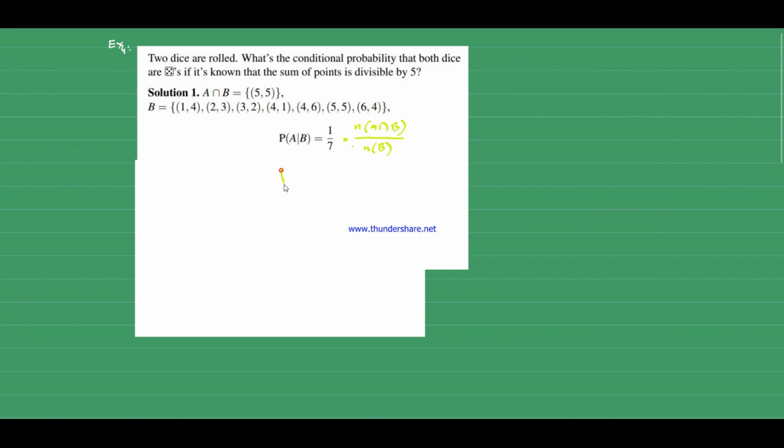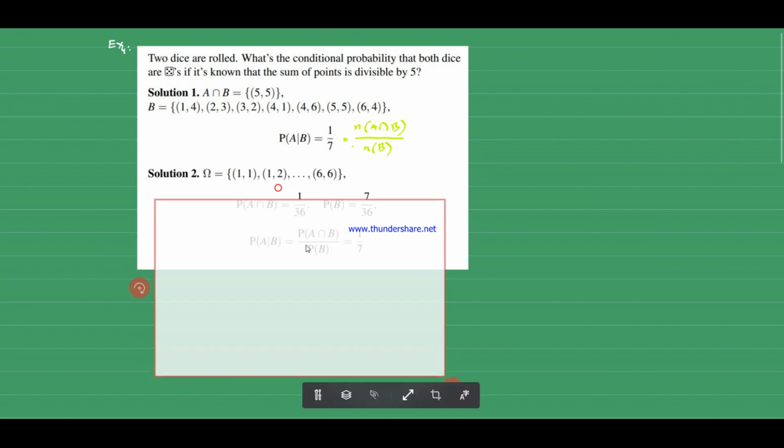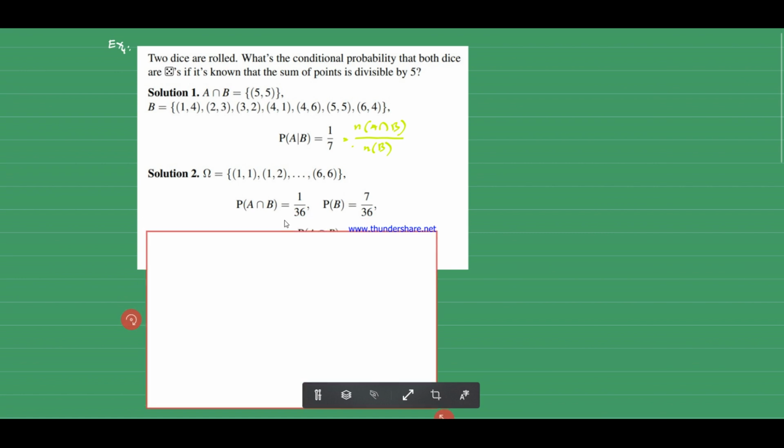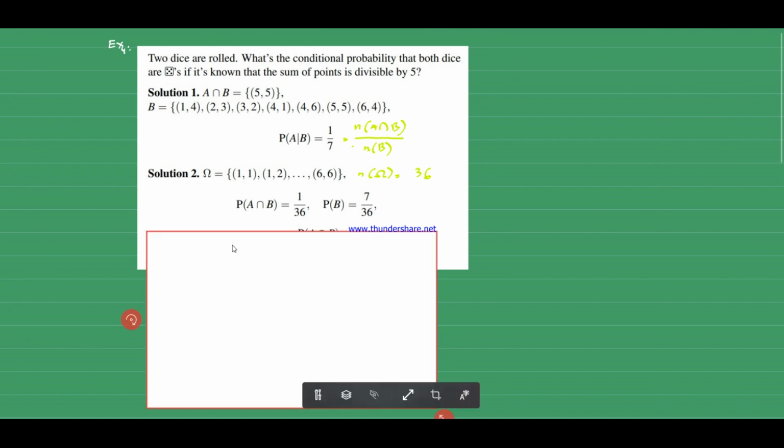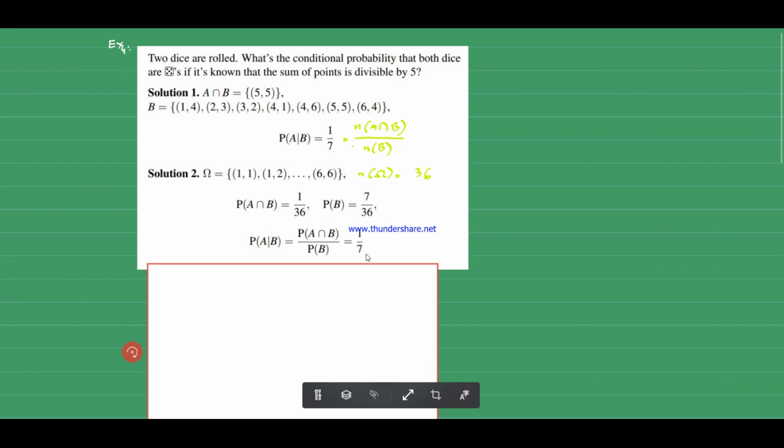Now we apply the second method. You see that the second method is also the same thing. We have the biggest sample space right here, which is 36 outcomes. So the cardinality of the total sample space is 36. By probability, it will be 1 over 36 and 7 over 36. So we set up the ratio, which gives you 1 over 7. So the answer is set. See that?